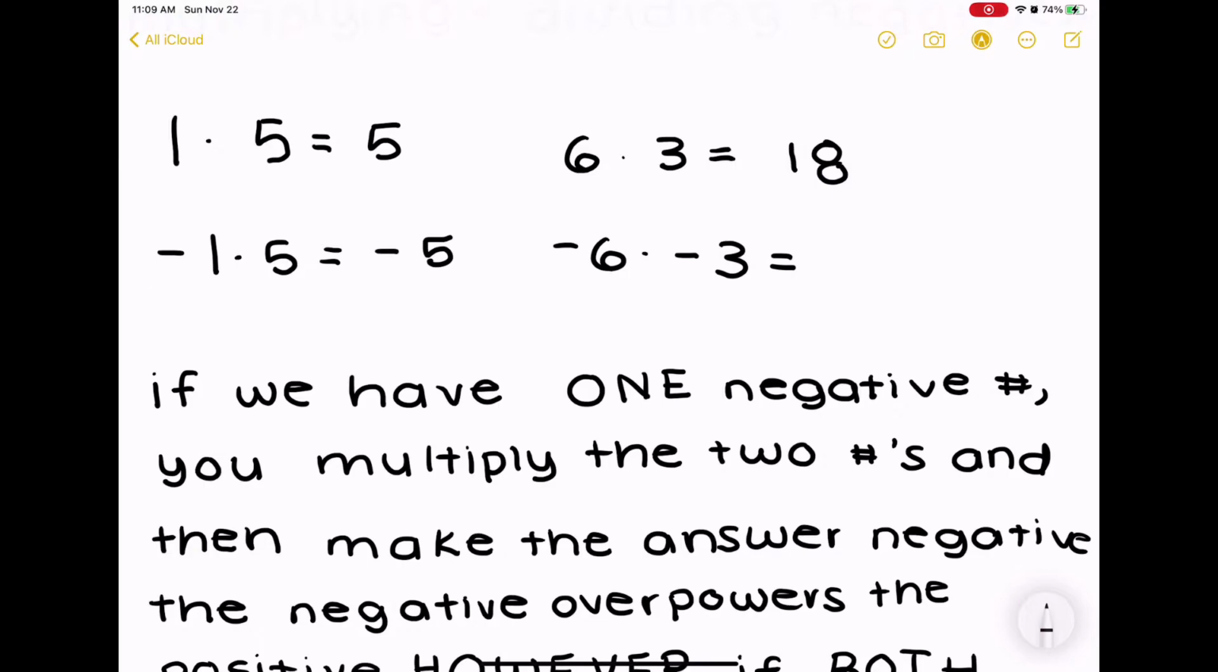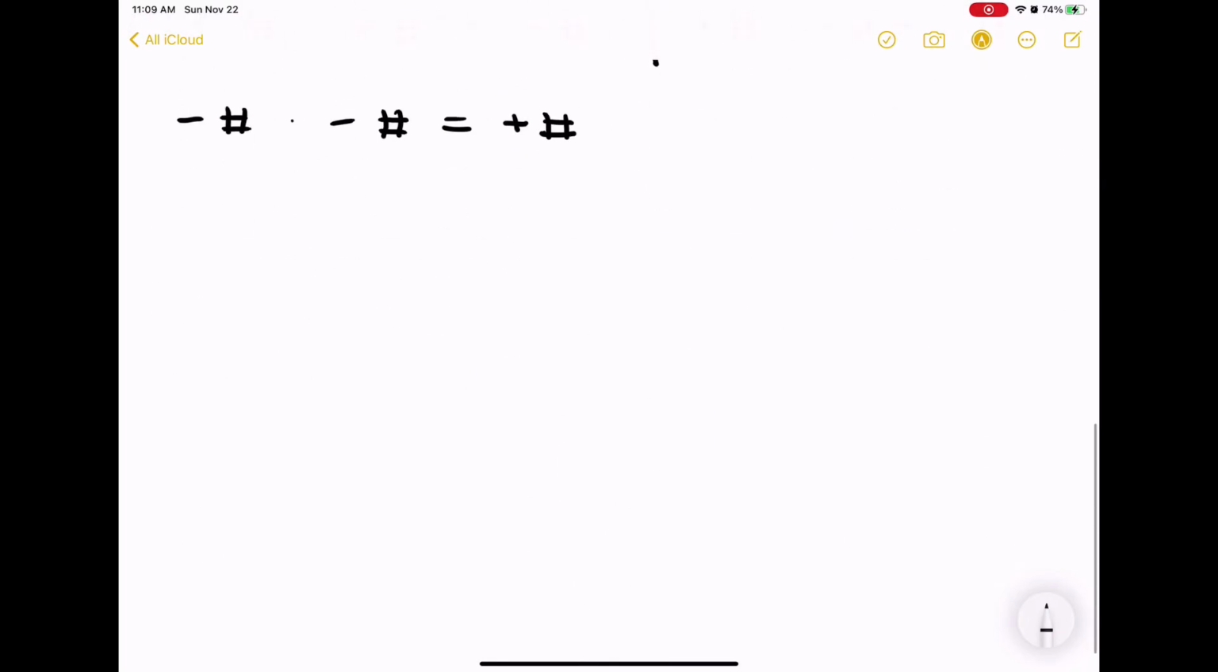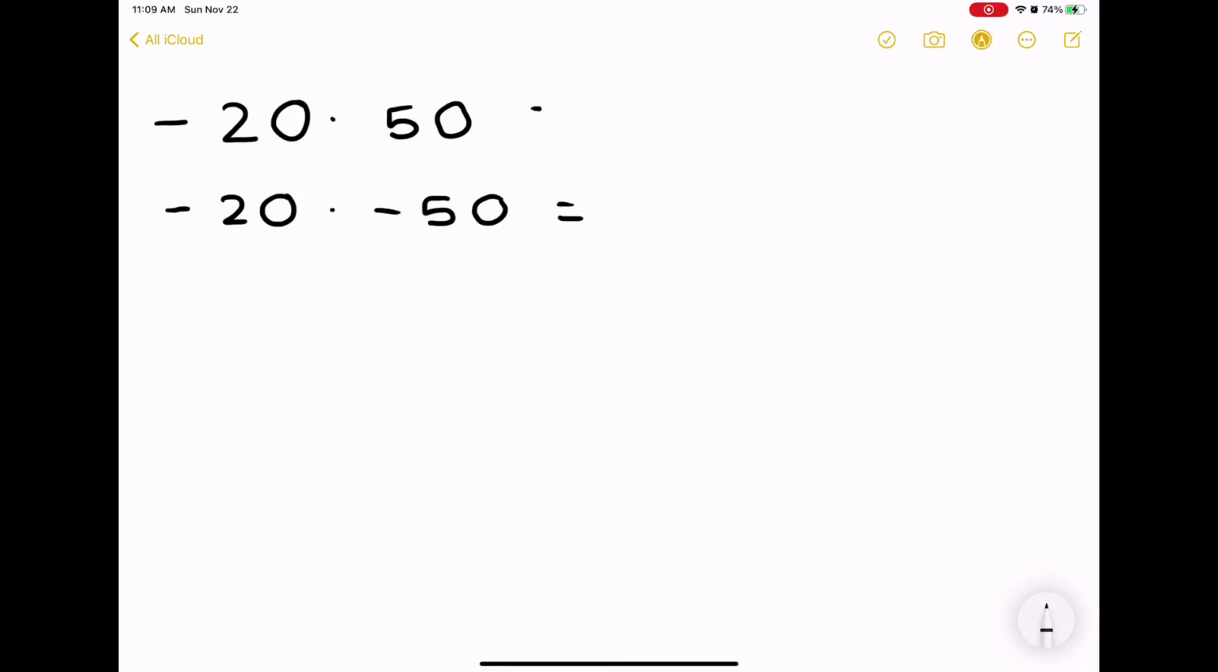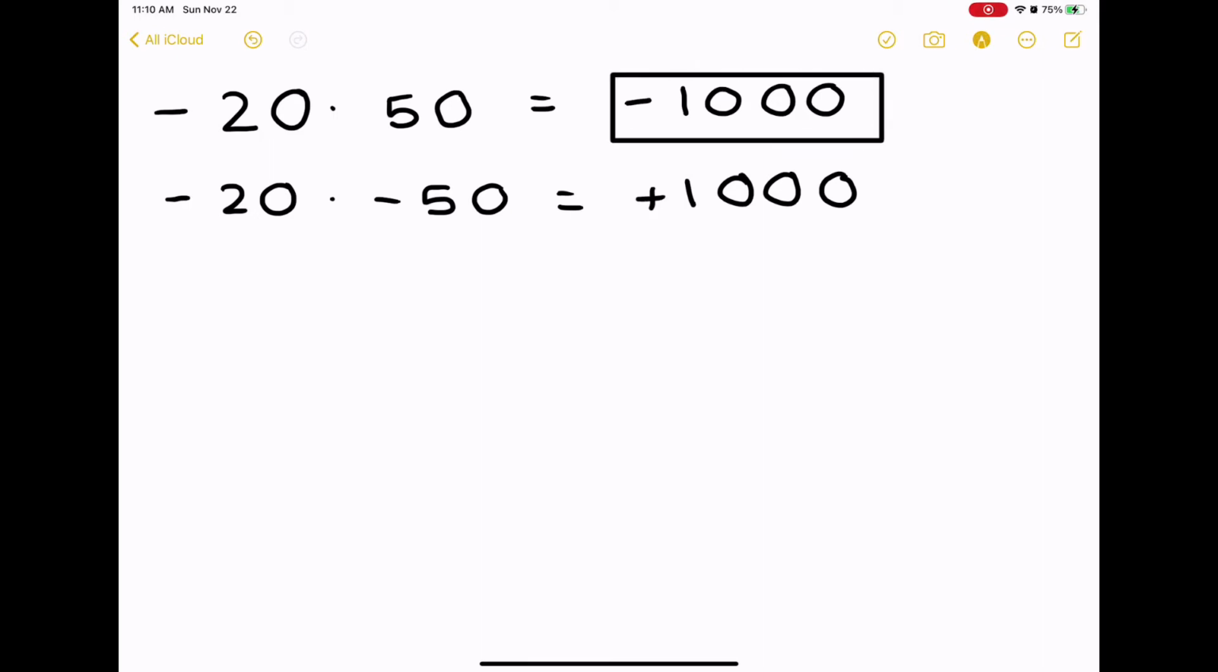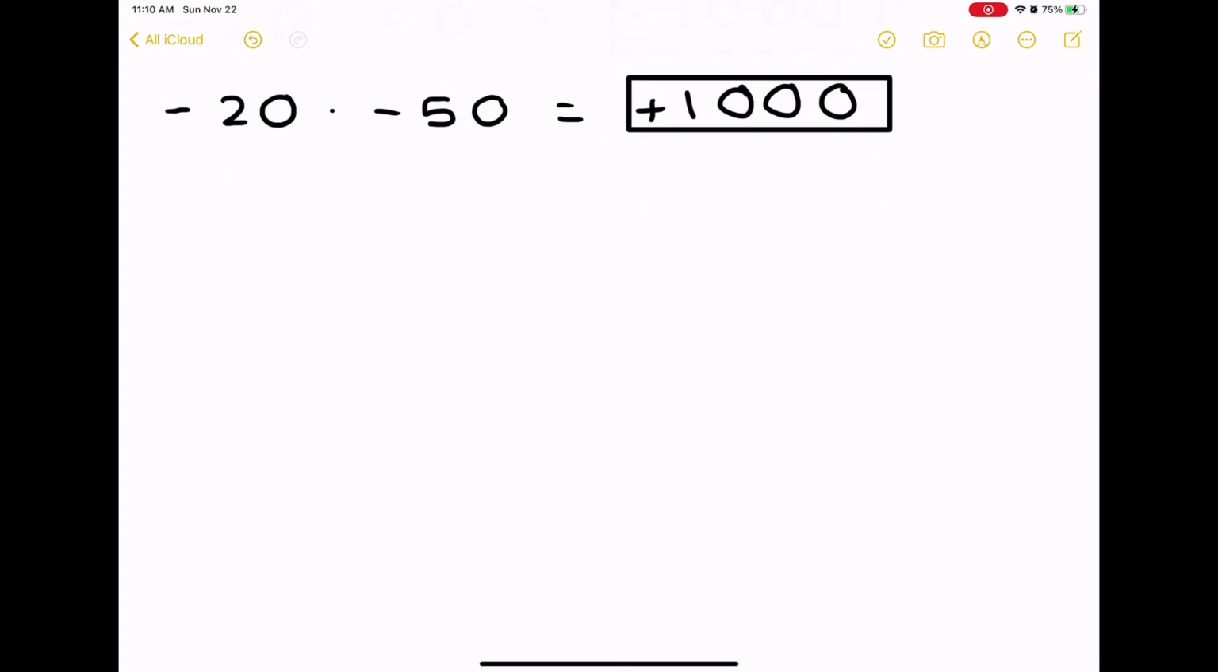So first we multiply the numbers regularly. We get 18 and 5, but there's one negative number in the first equation and two in the second. So that means the second is positive, but the first is negative. So let's say we have negative 20 times 50 or negative 20 times negative 50. The number itself is the same, and that number is 1,000. However, it's the sign that's going to differ, not the answer. So 20 times 50 is 1,000. In the second equation, we have two negatives, which make a positive. In the first equation, we have one negative, which makes the answer negative.